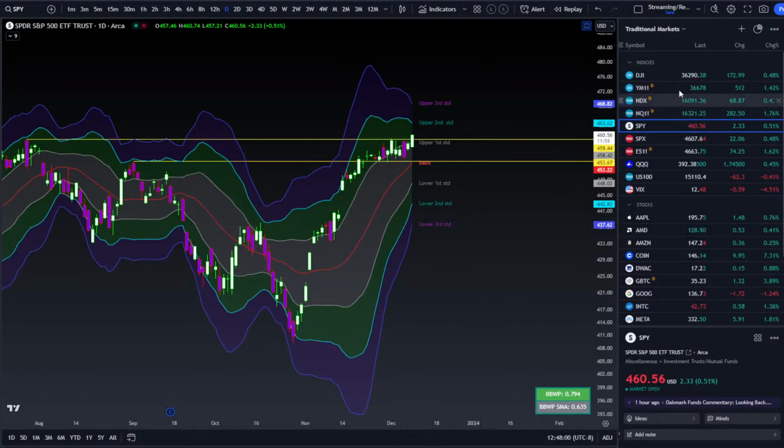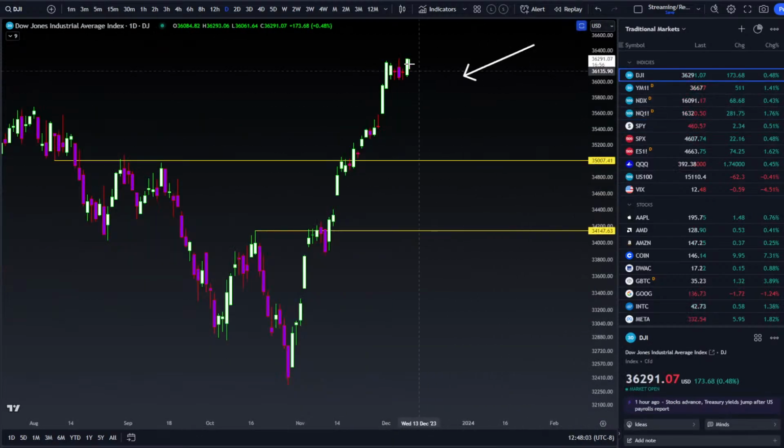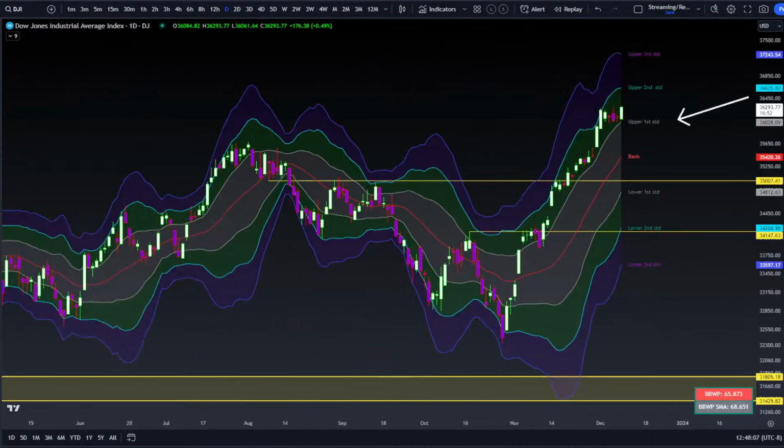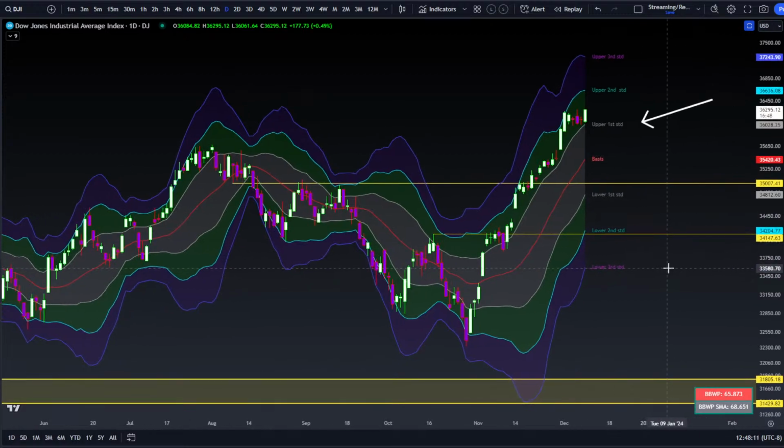And Dow is doing Dow stuff. It's above the high now. Beautiful stuff, man. So if it can close up here, yeah, we're looking at all those upside targets we just talked about.